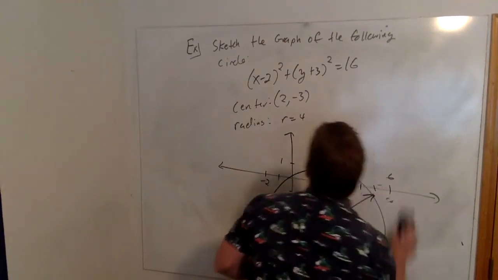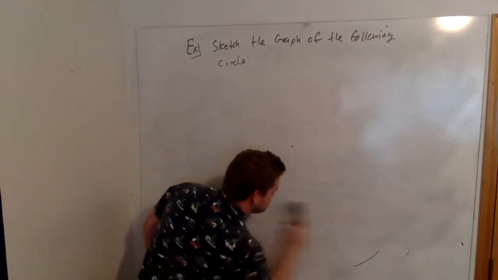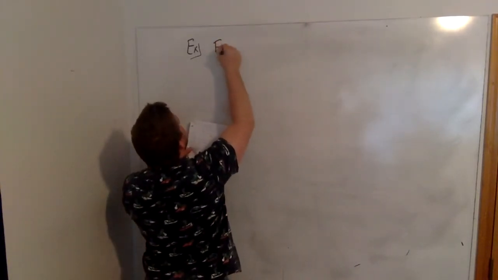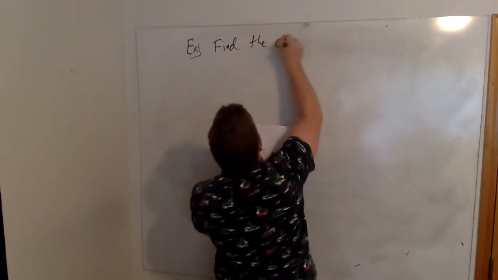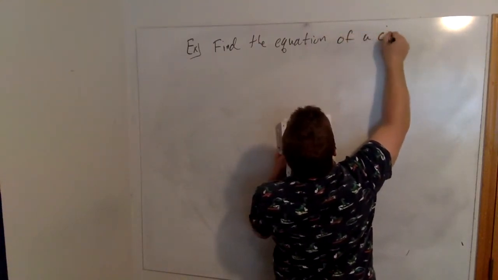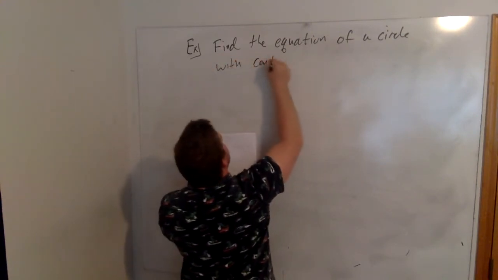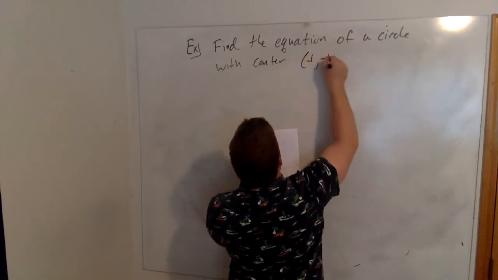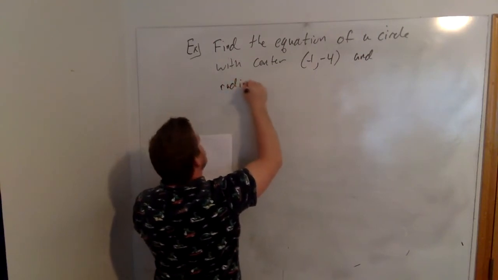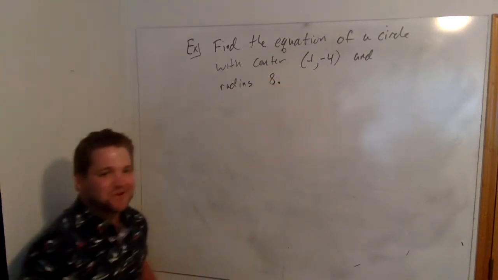Let's do another exercise. Let's find the equation of a circle with center (-1, -4) and radius 8. Maybe go ahead and pause the video, and I want you to find the equation of this circle.